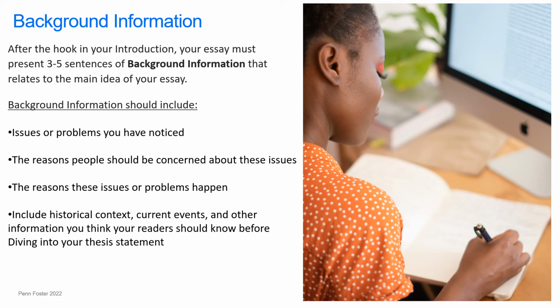After the hook in your introduction, your essay must present 3 to 5 sentences of background information that relates directly back to the main idea of your essay. Background information helps readers determine if you, as a writer, have a basic understanding of the research problem or issue being investigated, and promotes confidence in the overall quality of your paper's findings. Background information should include issues or problems you've noticed, the reasons people should be concerned about these issues, the reasons these issues or problems happen, and should include historical context, current events, and other information you think your readers should know before diving into your thesis statement.